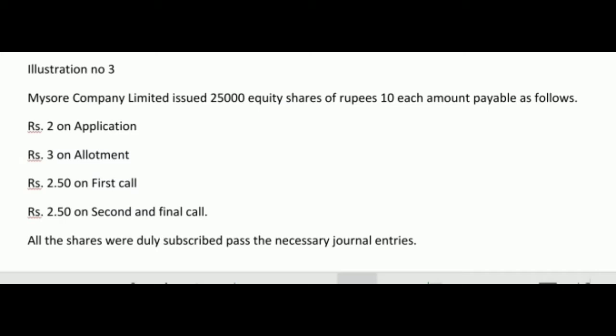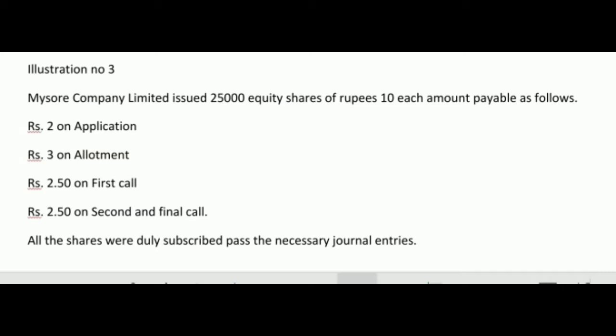Then rupees 3 on allotment, due entry and receive entry will be there. 2 rupees 50 paise on first call, so again due entry, receive entry. 2 rupees 50 paise on second and final call, due entry, then receive entry. So total 4 transactions, 8 journal entries we are going to pass. So without any further delay, let us start with the journal entries.